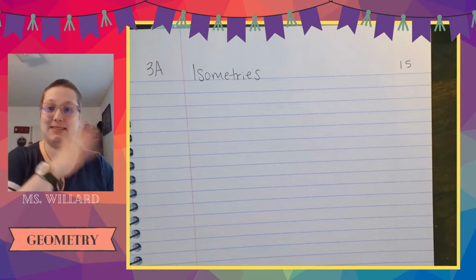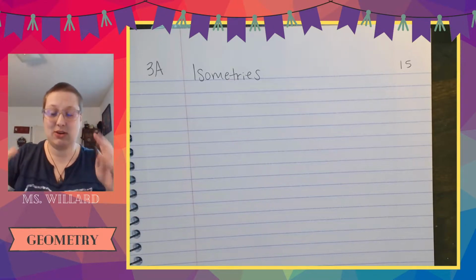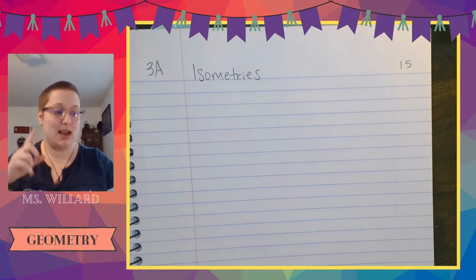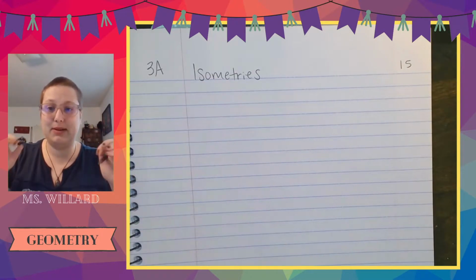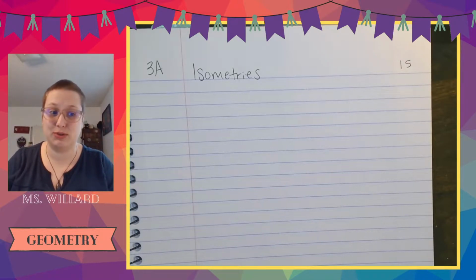So first of all, we're talking about isometries. All of Unit 3 is transformations. It's all taking a shape and moving it around. Isometries keep the two shapes the same. They're congruent.